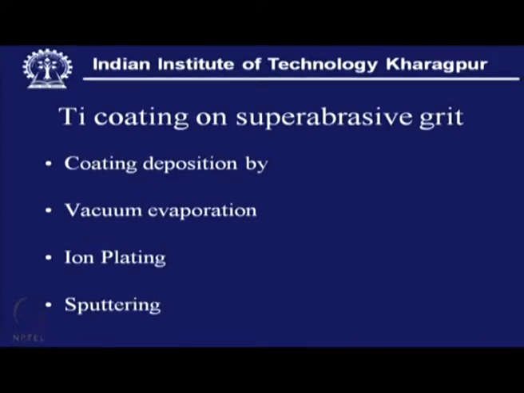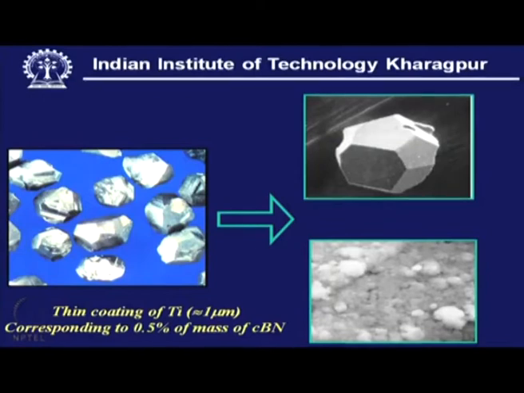So, this coated surface, we can have a look here. This is a titanium coating about 1 micron thick on CBN, and these are very strong CBN grit, which has a blocky shape. It is monocrystalline in its structure. This is the surface morphology of that coating. Now, this coated grit can be used either in a metal bond or in a vitreous bond.